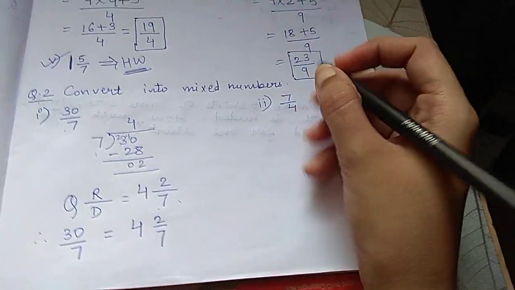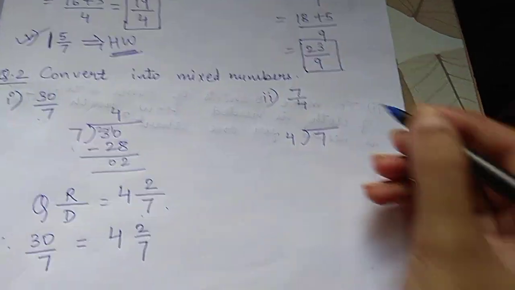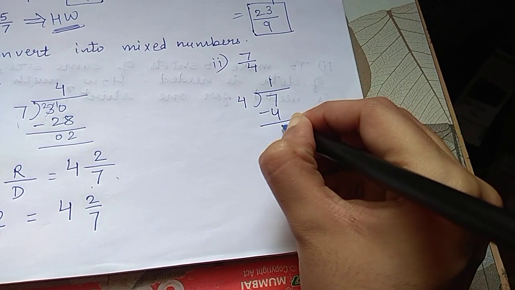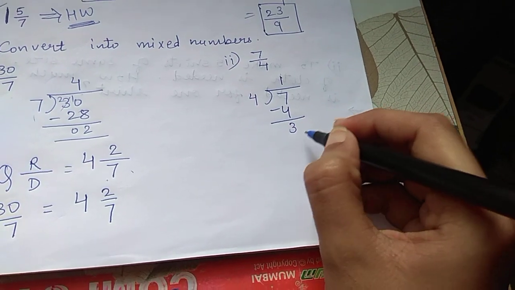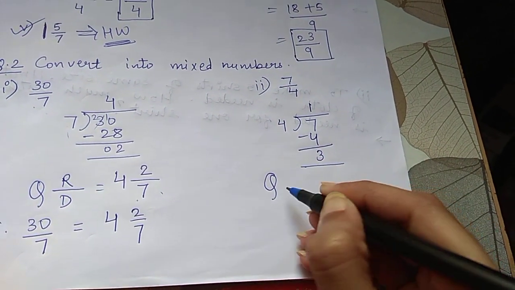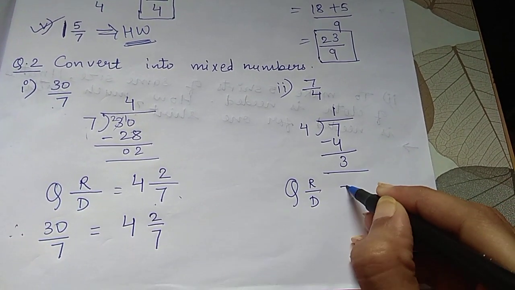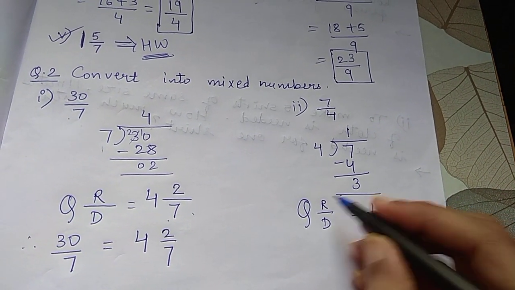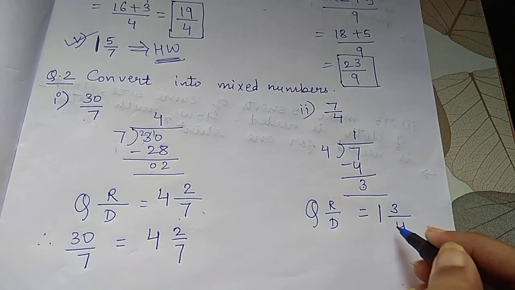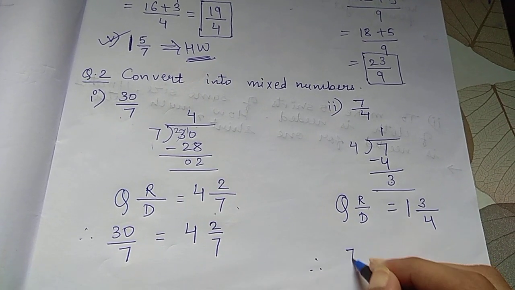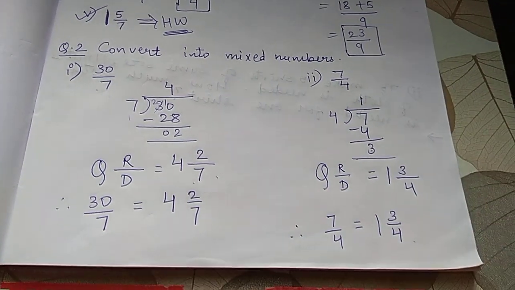Next, 7 upon 4. Numerator inside, denominator outside. 4 ones are 4. Now 3 doesn't come in 4's table, it is smaller than 4. So we will stop here. Again, to write a mixed number, quotient, remainder upon divisor. So the quotient is 1, the remainder is 3, the divisor is 4. So this is our answer. Therefore 7 upon 4 is 1 3 upon 4.